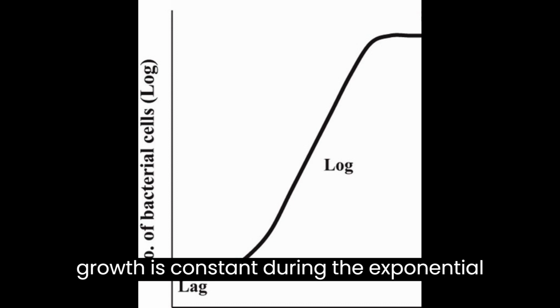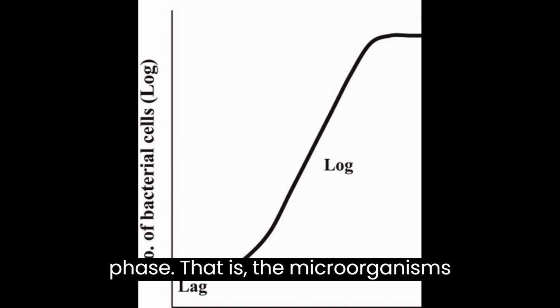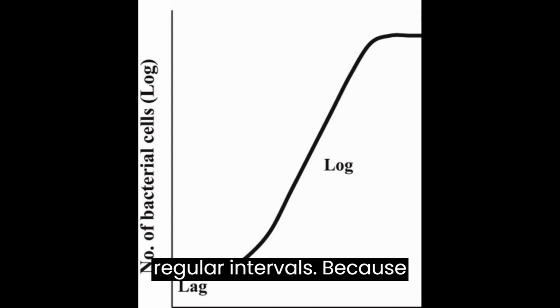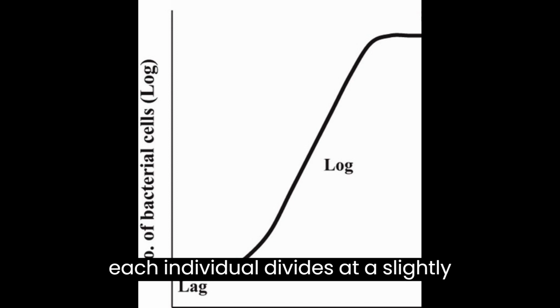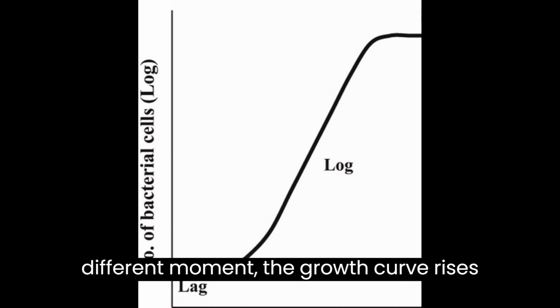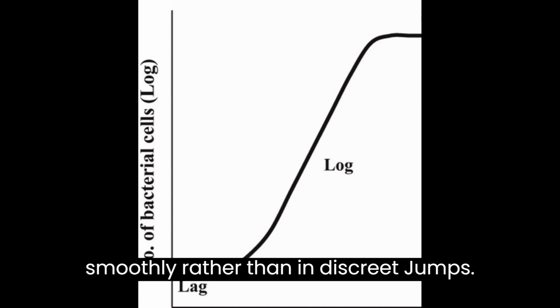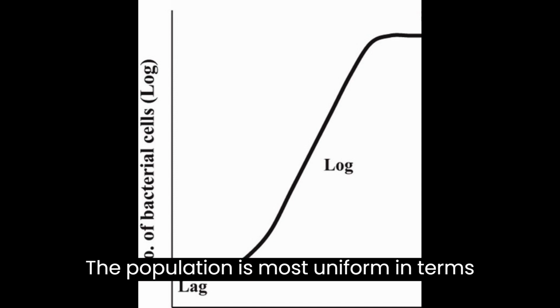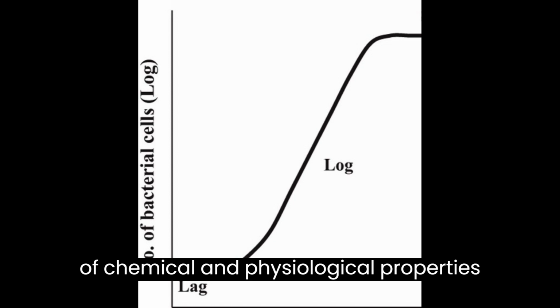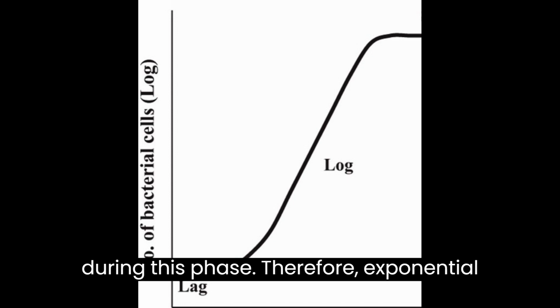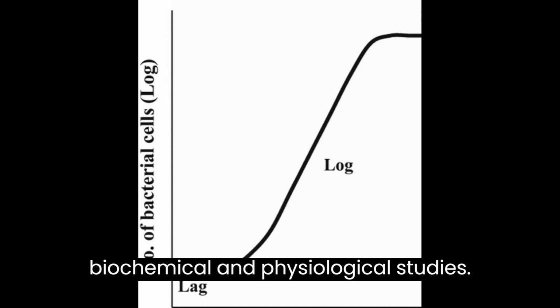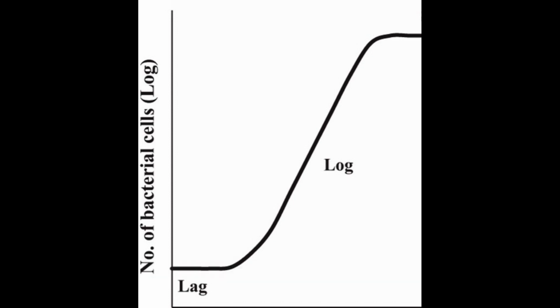Their rate of growth is constant during the exponential phase, that is, the microorganisms are dividing and doubling in number at regular intervals. Because each individual divides at a slightly different moment, the growth curve rises smoothly rather than in discrete jumps. The population is most uniform in terms of chemical and physiological properties during this phase, therefore, exponential phase cultures are usually used in biochemical and physiological studies.